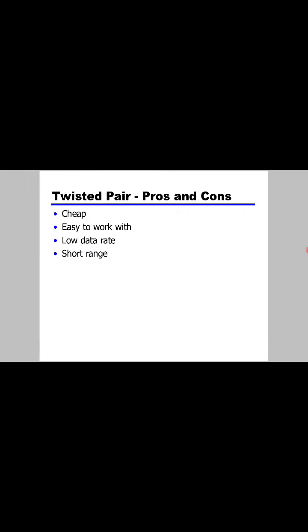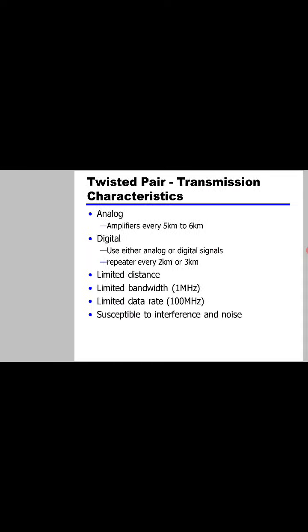So, twisted pairs pros and cons. What are the pros and cons of a twisted pair? First one is they are cheap. Cheap means less cost, easy to work with, low data rate, short range. So generally, twisted pairs are used for short ranges of data transmission. They have very low cost, low data transmission rates, and they are easy to work with, or easy to install, and they are generally cheap.